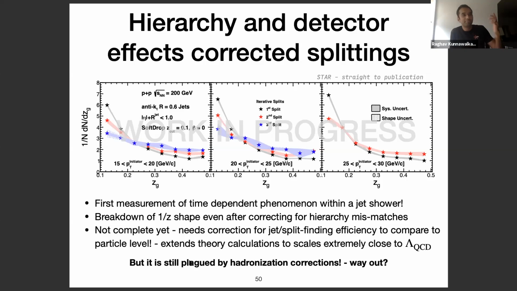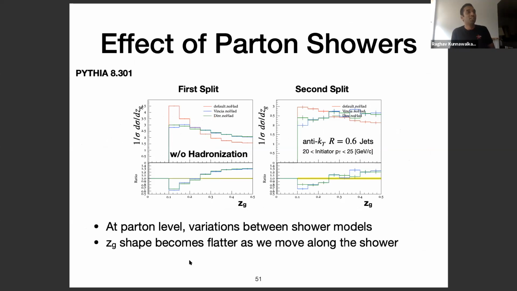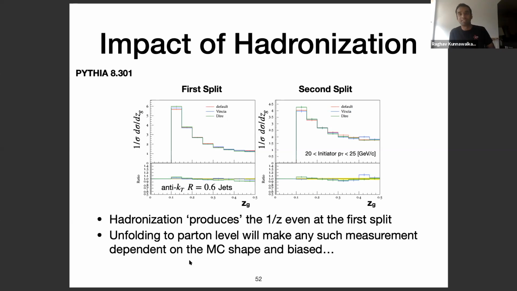This is very cool according to me, but it's still plagued by hadronization corrections. For example, this is the first split, second split in Pythia, without hadronization. These are the shapes, and I have different parton showers in Pythia. You can see there's some difference between them. I turn on hadronization, poof, all the difference is gone. So we have essentially made a measurement based on a particular algorithm. How can we connect it to the parton shower?